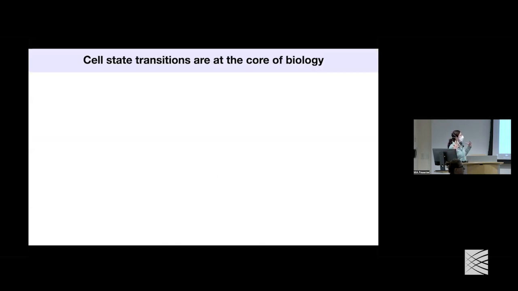Okay, so cells are finding themselves in different states. They have to constantly take in signals and process them and decide what to do with their functionality, their morphology, their molecular features. So the way that cells are changing between different states is really at the core of fundamental biological questions that we are all here to study together.